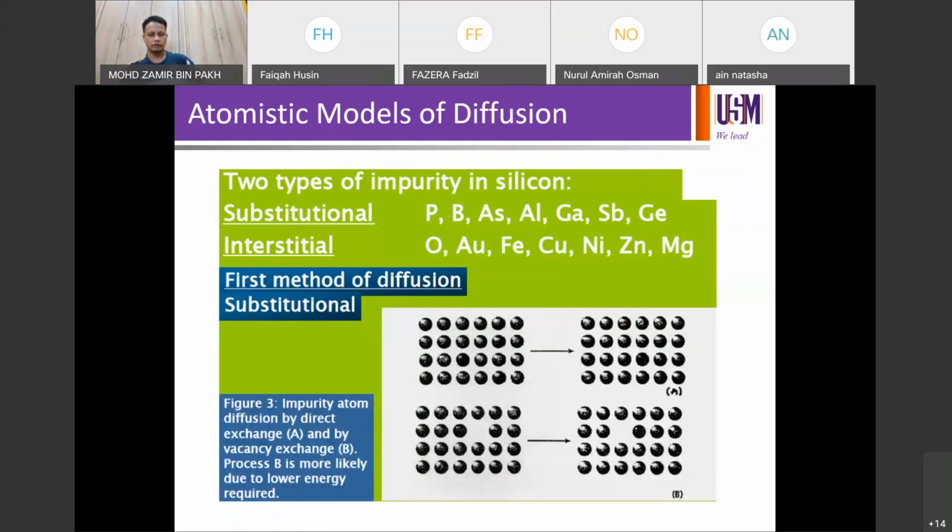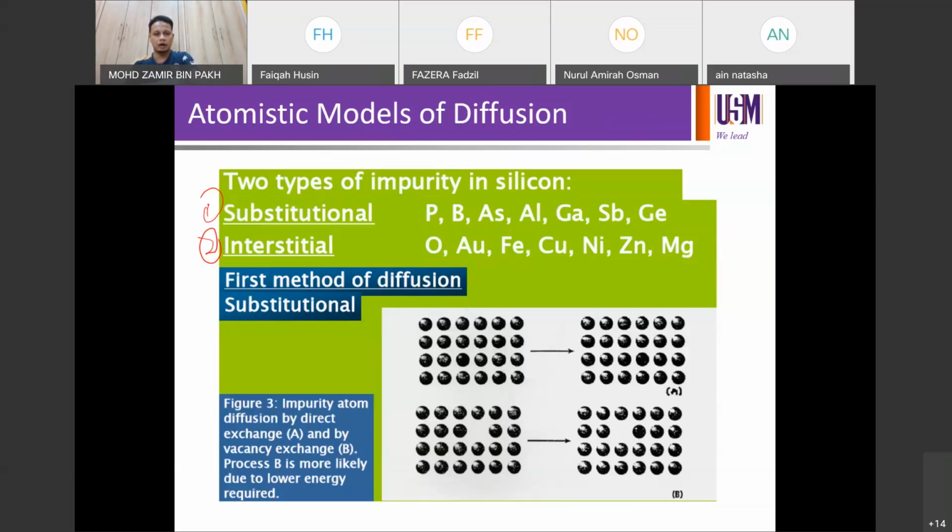So the atomistic model of diffusion: the dopants or the impurities can be incorporated into the silicon lattice in 2 ways. It can either be by the substitutional or by the interstitial method. If you look at examples of elements for substitutional, method number 1, usually phosphorus, boron, arsenic, aluminium, gallium, antimony, germanium are incorporated into the lattice by the substitutional method, where they actually substitute the host atoms in the lattice.